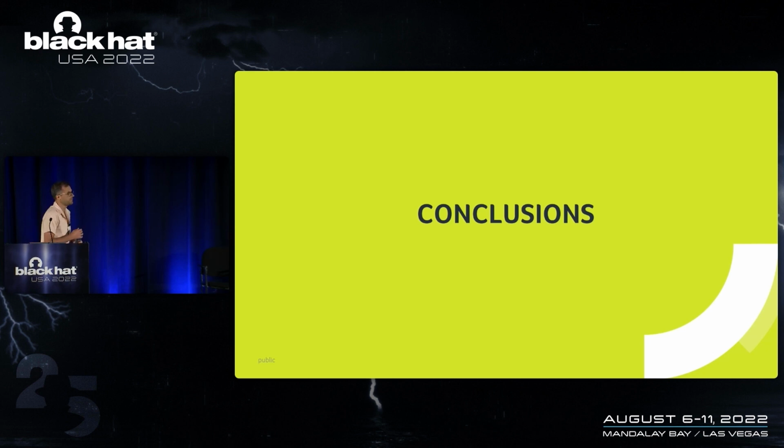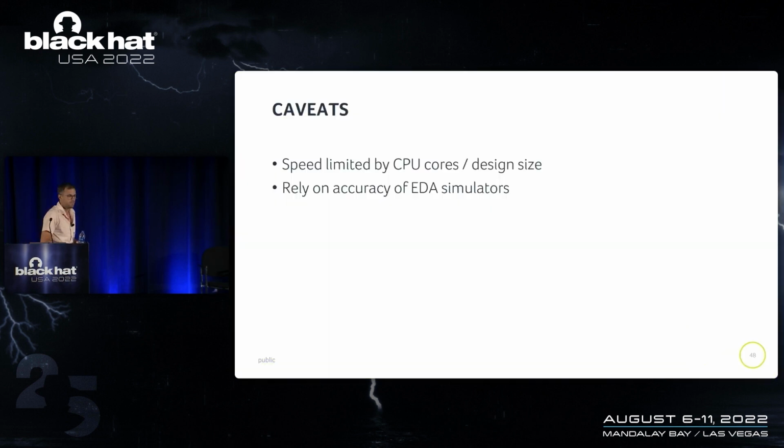Before I get into conclusions, some caveats. These simulations are limited by how many CPU cores you throw at it, but also the design size. So you didn't see the latest Intel 12th generation core in my slides, because that's not stuff we can simulate. But AES cores, simple SoCs, definitely something that's within reach. And you could theoretically throw more CPU cores at the simulation as well and speed it up that way.